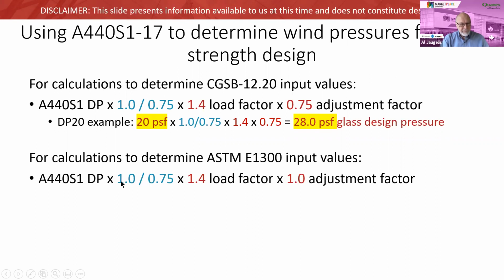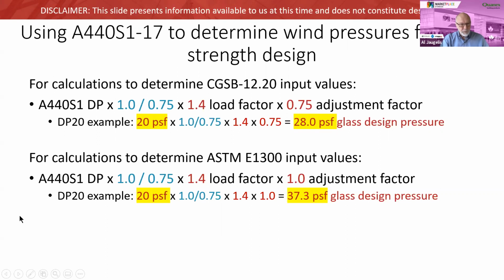E1300, we still have to do the importance factor adjustment of 1.0 divided by 0.75 times the load factor of 1.4 times the adjustment factor of 1.0. And when you do this calculation, DP20 becomes a 37.3 PSF glass design pressure. So you would then be using a 37.3 PSF wind load for ASTM 1300 design for a product where the Canadian supplement's design wind pressure would be 20.